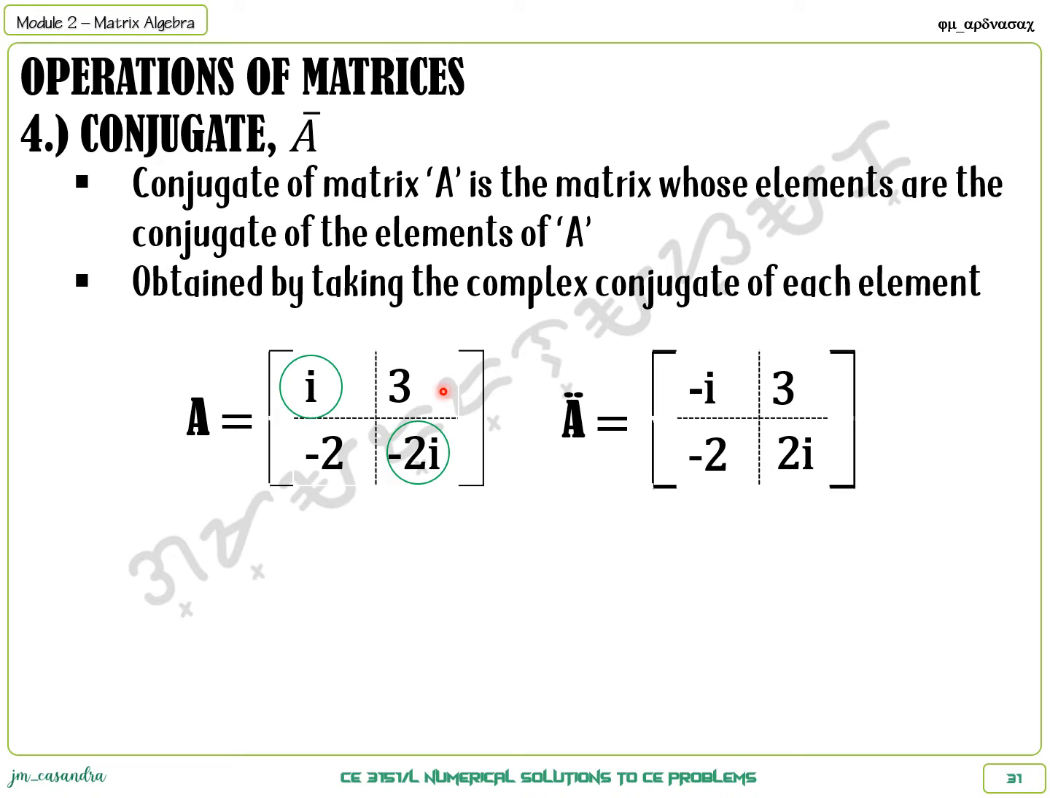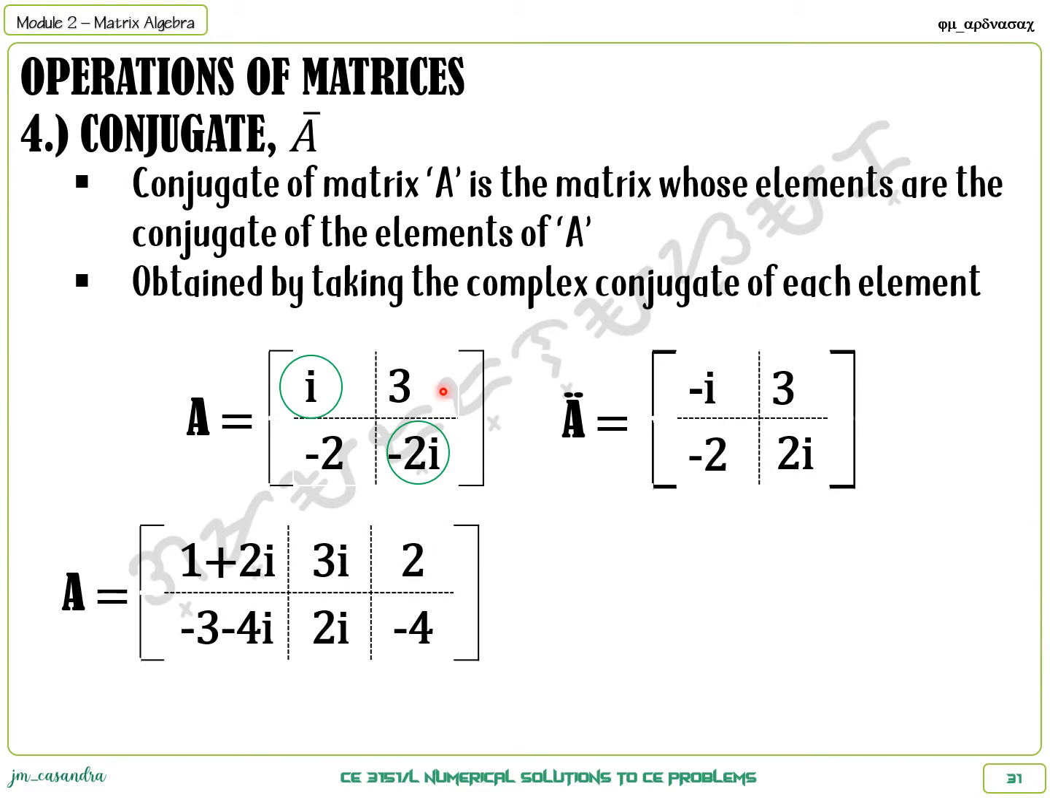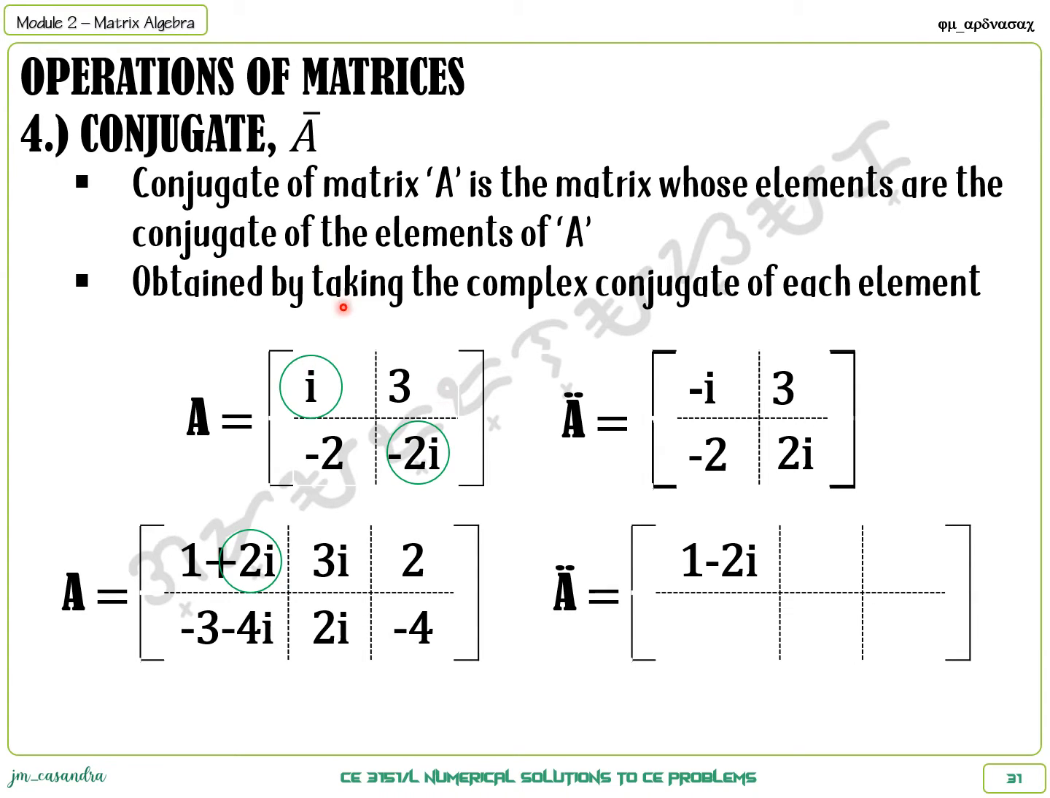Again, the conjugate is simply taking the negative value of the complex part of the element having a complex value. Another example, let's have matrix B with the following elements. What we are going to change here are those elements having a complex number. The conjugate of matrix B will now be equal to 1 minus 2i. So the only ones we change will be the complex numbers.